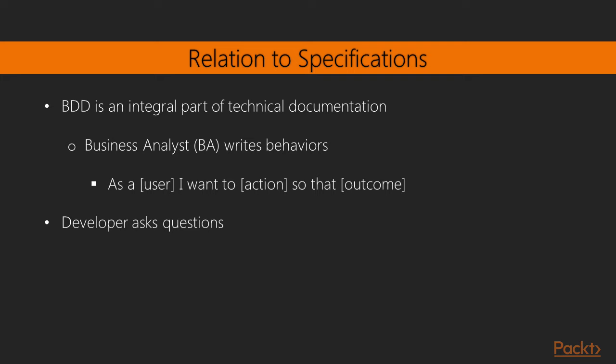Then we'll meet with the developers and the testers and we'll say, okay, let's come up with some examples, some specific examples that elaborate those behaviors. Given some context or assumption, when an action happens, then I get these expected results.